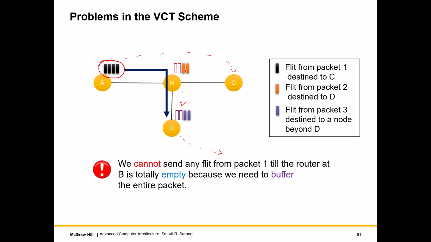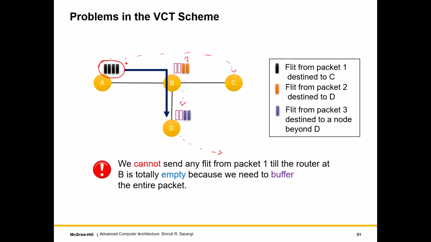So this is a problem, because the router at B has 2 flits, even though it has 2 empty flit buffers. None of the black flits can come here. And the reason is that we need space to buffer the entire packet, and this space is not there, hence we will not do any transmission.